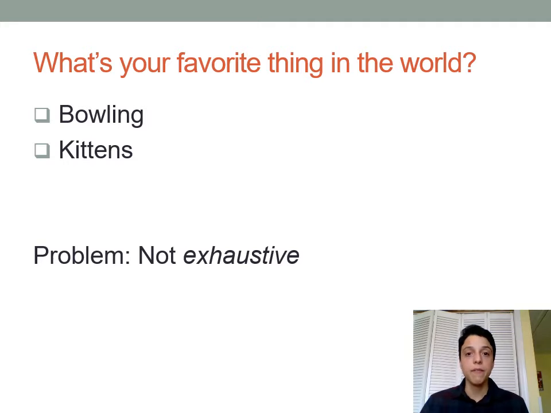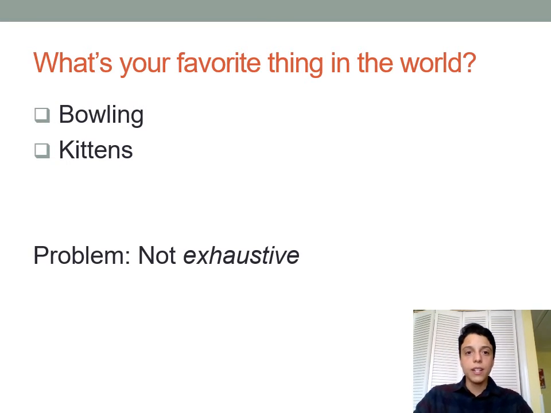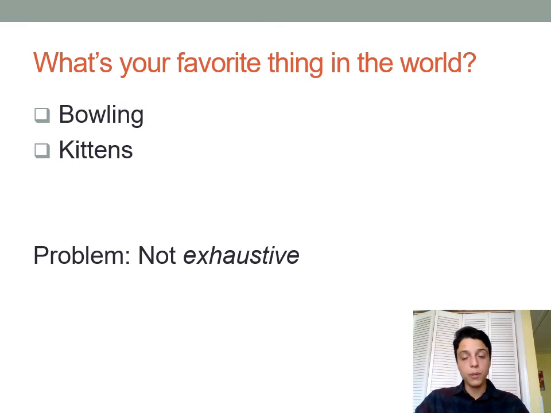In other words, favorite thing in the world is a variable, and the attributes that we have listed here, bowling and kittens, don't cover all possible things that you could have as your favorite thing in the world. And this becomes a problem when you try to answer the question, right? So if this were a question in the survey, there would be a lot of people who just wouldn't be able to answer the question, or they wouldn't be able to answer it truthfully. And so it wouldn't be that useful as a variable to us because it doesn't exhaust all the possibilities.